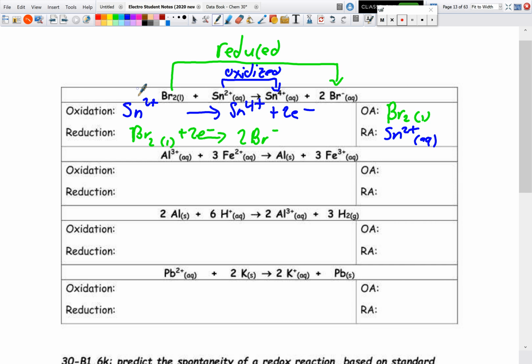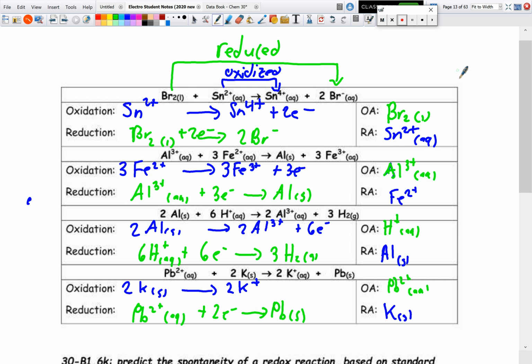So please pause the video right now and try the next 3 on your own, and the answers are going to be up in 3 seconds. And here are the answers, so just make sure that yours matches up. So we have all the oxidation and reduction half reactions there, and then of course our oxidizing agents and reducing agents are always the reactants, and of course please pay attention to their charge and state of matter and everything like that.